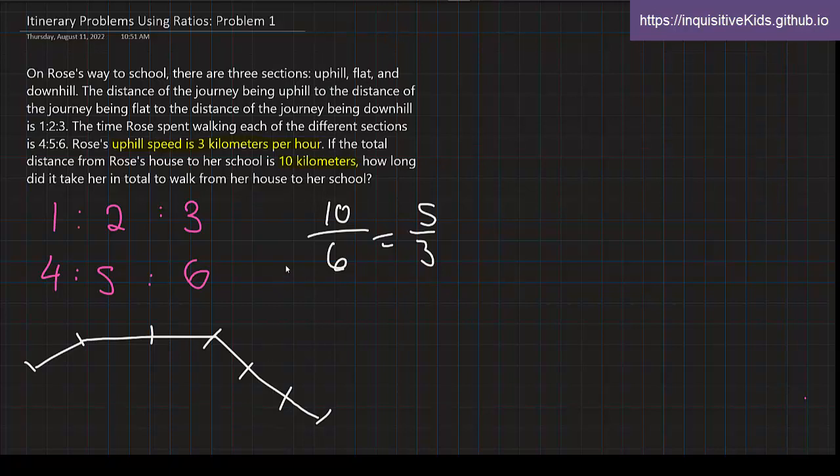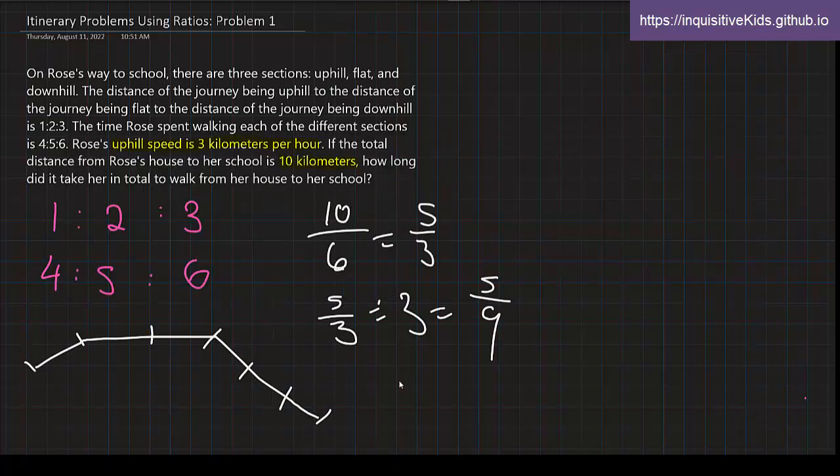To find the time spent on just the uphill section, whose distance is 5/3, we do 5/3 divided by the speed, 3 kilometers per hour, and we get 5/9 of an hour that she spent going uphill. So if 5/9 of an hour was the time she spent going uphill, what is the total amount of time she spent going in all?